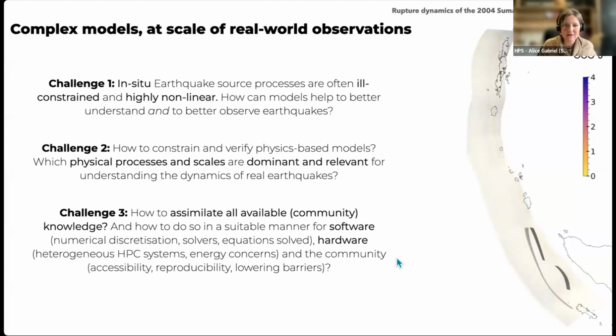How can we assimilate all of the available knowledge, for example, all of the community models that we talked about yesterday, in a suitable way for modern software, so in terms of the numerical discretizations, the solvers and the equations we are tackling to solve, and hardware, heterogeneous HPC systems, for example, or in terms of energy concerns, and for our community, for example, to make these kinds of tools accessible for a wide range of users, to make our science reproducible, and for lowering barriers to using high-performance computing.